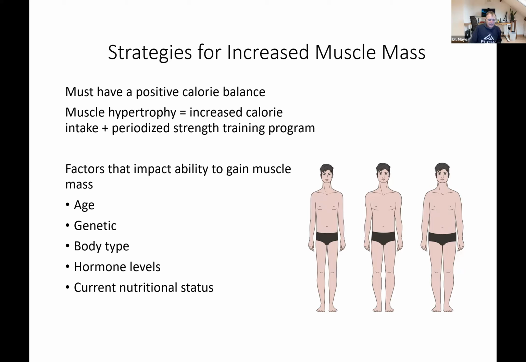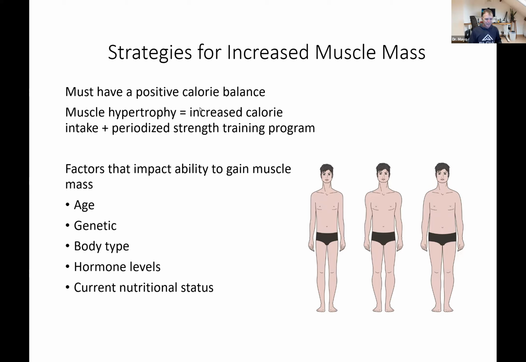So to gain muscle, the first principle is you've got to have a positive calorie balance. You've got to be eating a lot more calories than you need. Can you eat extra protein? Absolutely. But you should also be eating a little bit of extra fat and extra carbohydrate too.